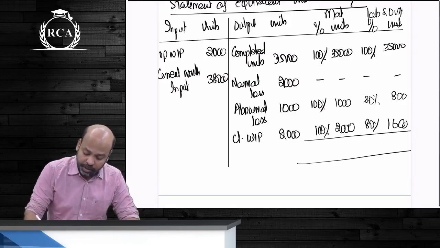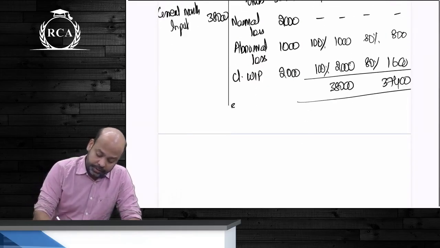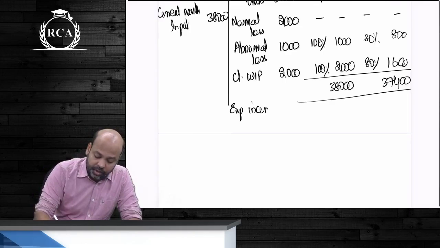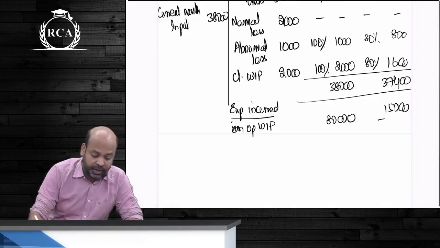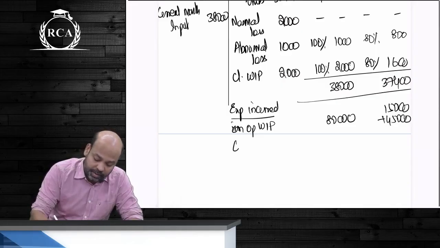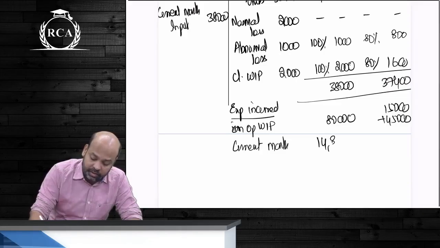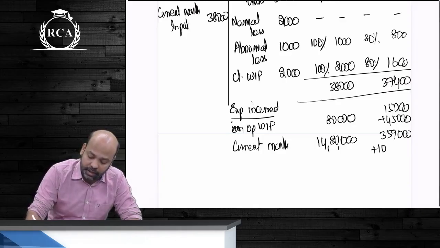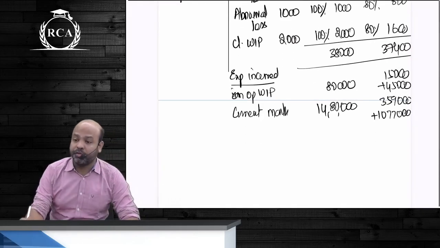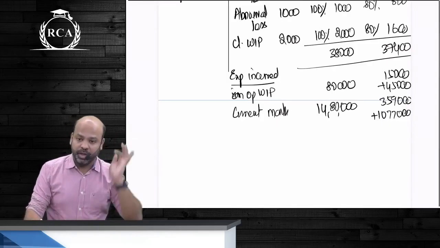How do I compute my cost per unit, beta, after this? What should I take under expenditure incurred? Expenditure incurred, you will take two things, beta. On opening work in progress, how much was already spent on material? 80,000. How much for labor and overheads? 15,000 and 45,000. How much is the expenditure incurred in the current month? 14 lakhs 80,000. How much is for labor and overheads? 3,59,000 and 10,77,000.